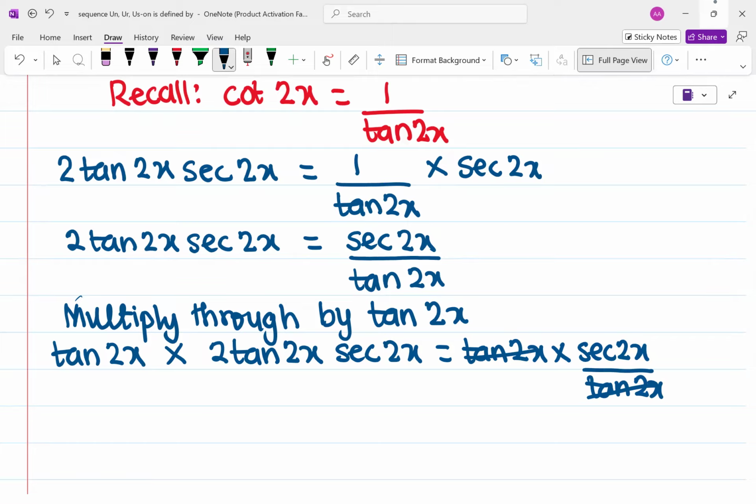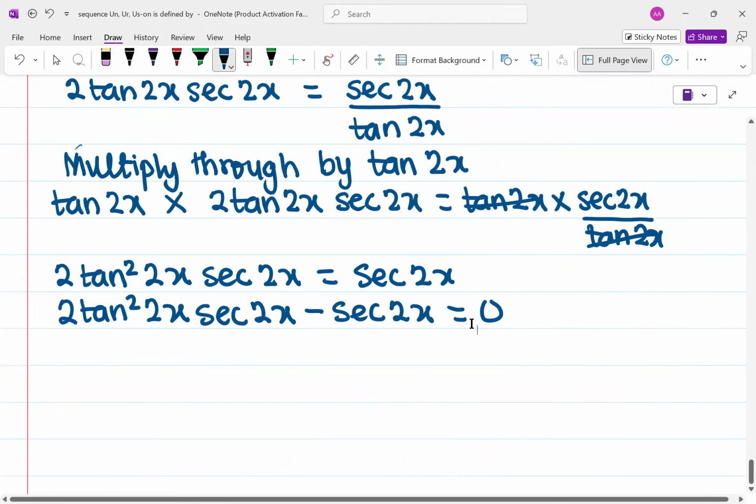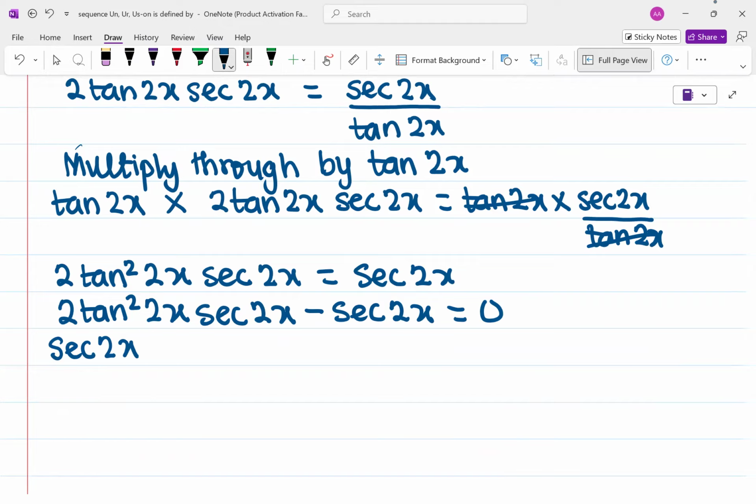So this will cancel this. So what do I have? This will now become 2 tan square 2x sec 2x equals sec 2x. I'm looking for the value of x. So I can make my equation become 2 tan square 2x sec 2x minus sec 2x is equals to 0. You can see sec 2x is common there. Let me factorize it out. That will become sec 2x, open bracket, 2 tan square 2x minus 1 is equals to 0.